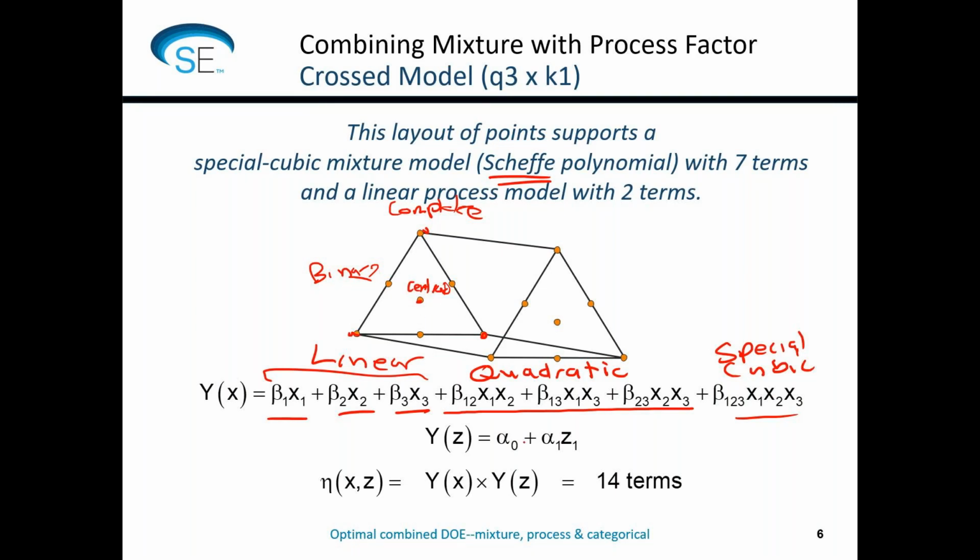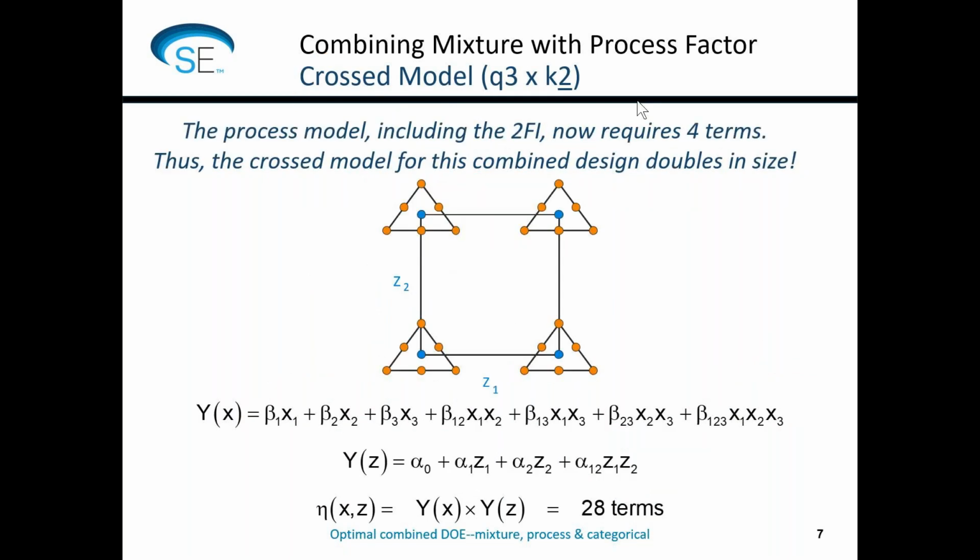Now we're crossing that with a simple model that's just a standard linear model that has the slope, alpha 1, and the intercept, alpha naught. So there's 2 terms in that model. There's 7 terms in the mixture model, 2 in the process model. And then combining those all together, we end up with 14 terms. So this is what's called a cross model. And this is for 3 components and 1 process factor or amount.